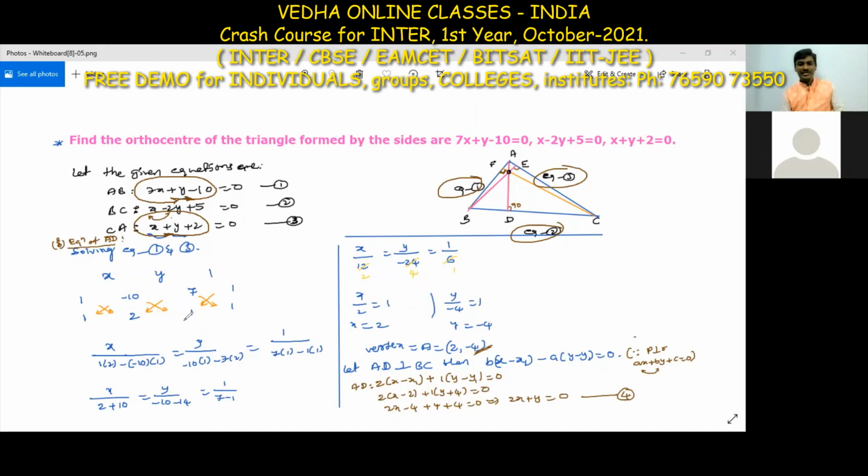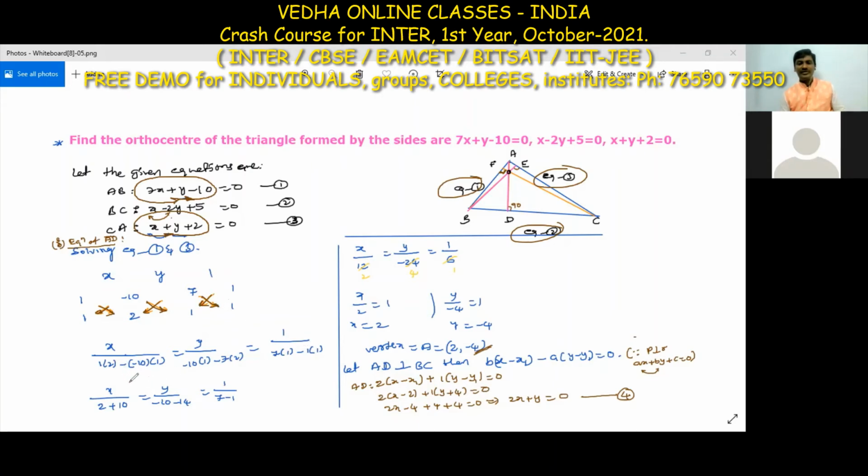Y coefficient, constant, x coefficient, y coefficient. Again, x divided by, so multiply like this, AD minus BC. 1 into 2 minus 10 into 1. Then y divided by, minus 10 into 1 minus 2 into 7, or 7 into 2, equals 1 divided by 7 into 1 minus 1 into 1.